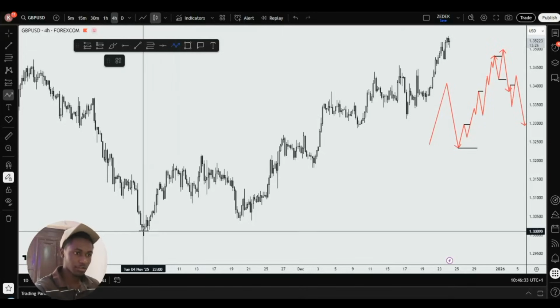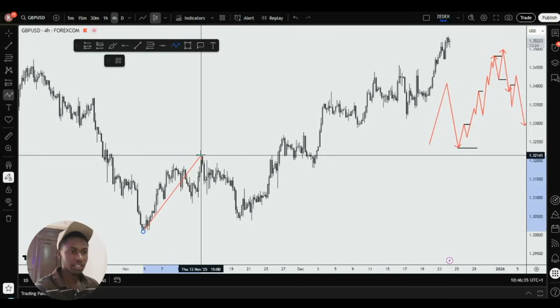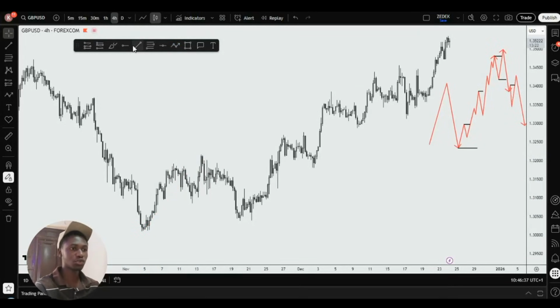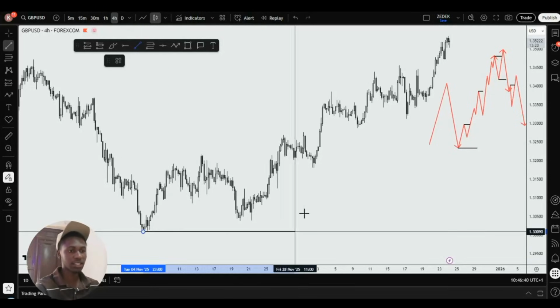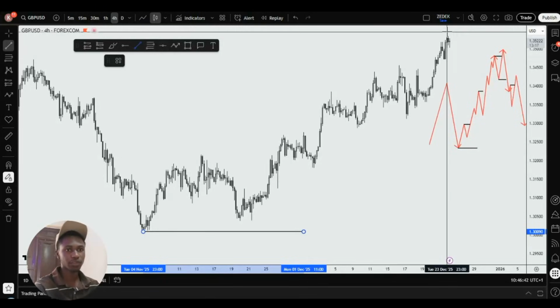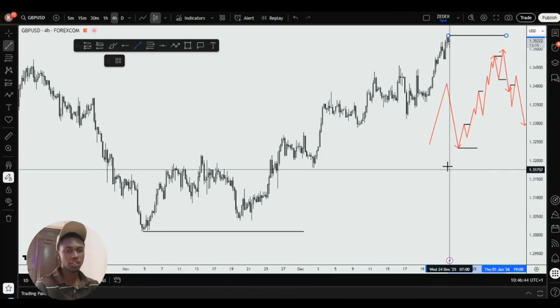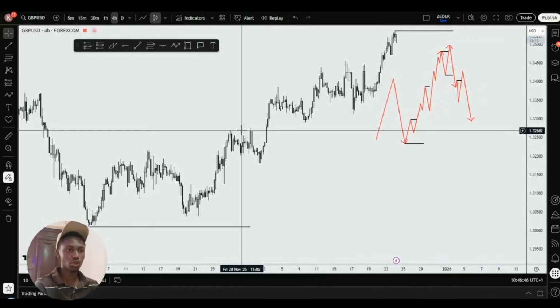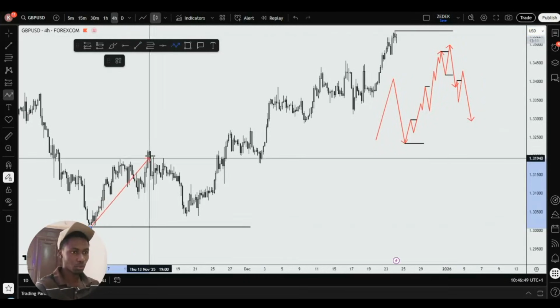So this is a very big structure from here. You can pick this as a leg. Remember, you need to get your trading range first. You can get this as a trading leg to this high as a trading leg. So if we have this as a trading leg, watch this. We have this impulse.